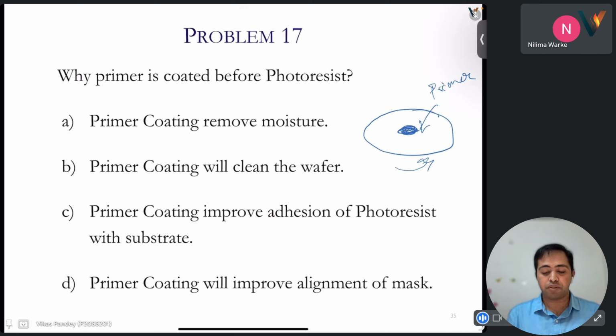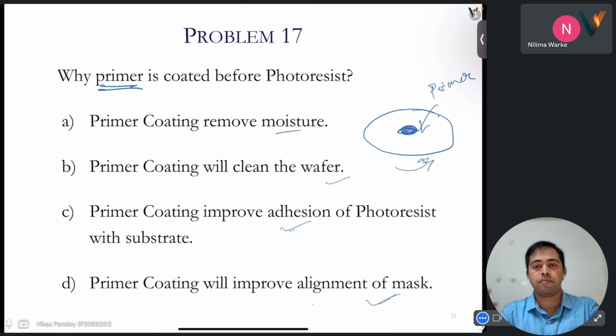So what can be the purpose of this primer? Is it to remove moisture? Is it to keep the wafer clean? Is it to improve adhesion of the photoresist? Or is it to improve the alignment of the mask? Yes. Any answers? What can be the probable reason we are using primer?